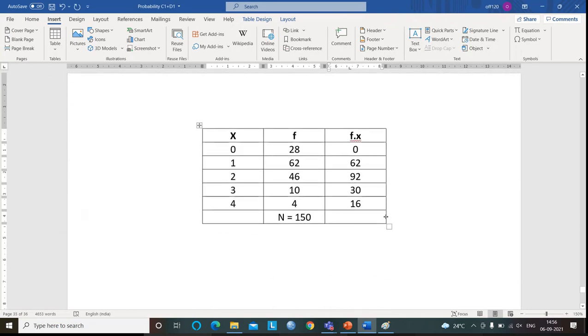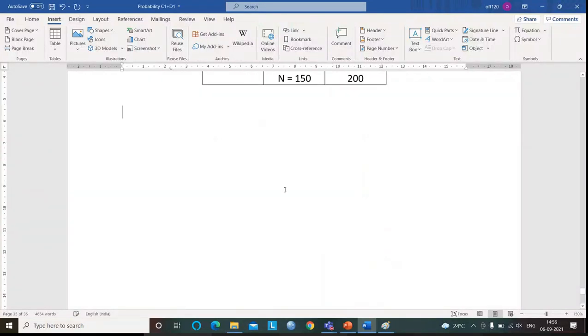Okay. Summation f into x is 200. Now, numerator divided by denominator, we get the mean answer. Mean is equal to summation f into x, that is 200 divided by 150. So here 54 by 53s. So the smallest fraction is how much? 4 by 3.